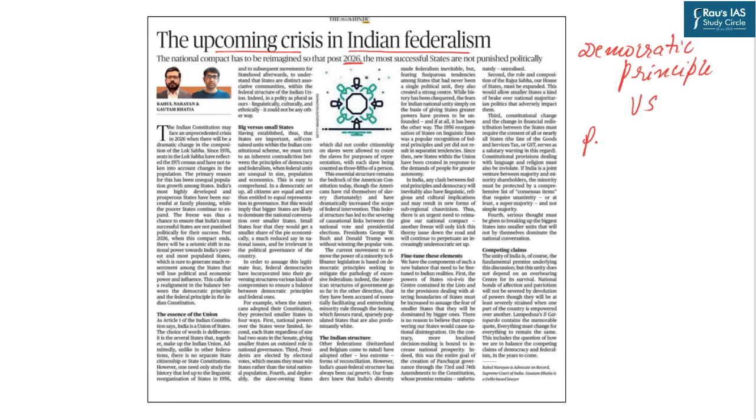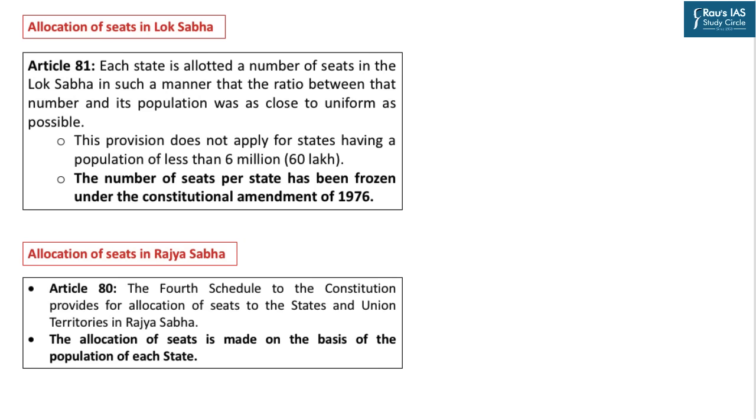There is a very important principle in electoral democracy: the vote of every citizen must be equal. So the seats in Lok Sabha are proportional to the population of the state. Seats reserved in Lok Sabha for a particular state are proportional to the population of that state. Article 81 of our Constitution says that each state is allotted a number of seats in the Lok Sabha in such a manner that the ratio between the number of seats and its population is as close to uniform as possible.